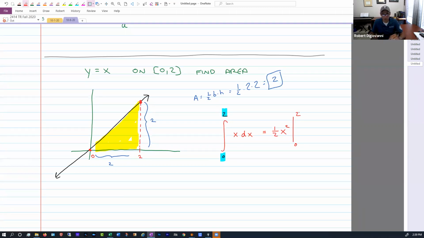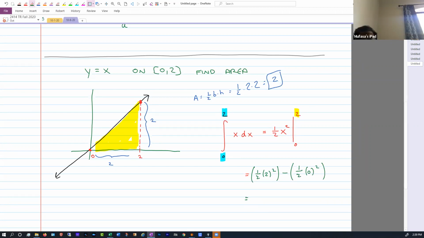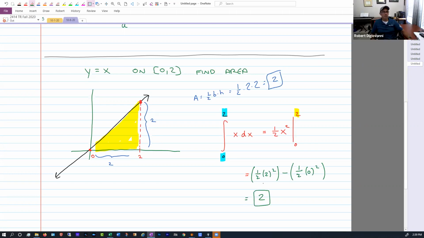I have to plug in 2 into this answer. So we always start by plugging this number in first. So plug 2 into this. Once you figure out what that is, you will subtract from that whatever you get when you plug in 0. So what do you get? 2. And that's not a coincidence.